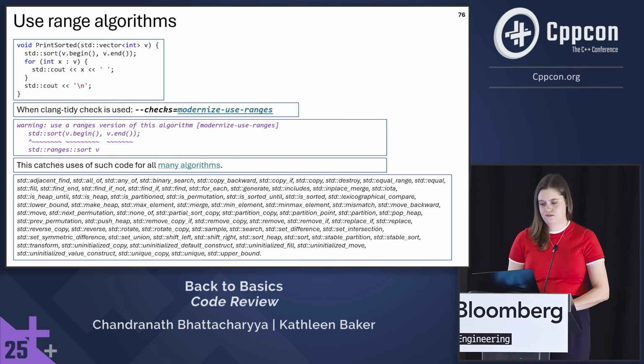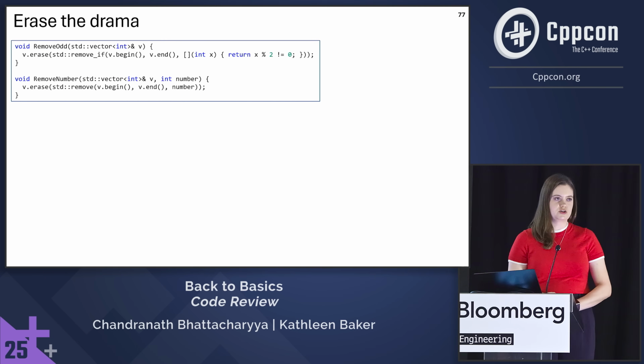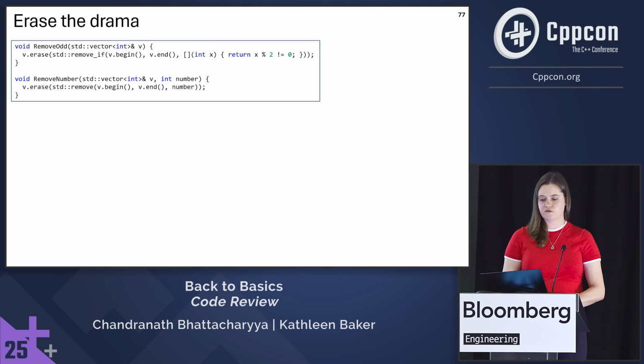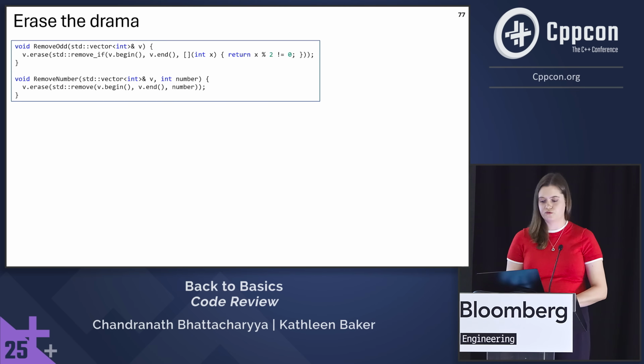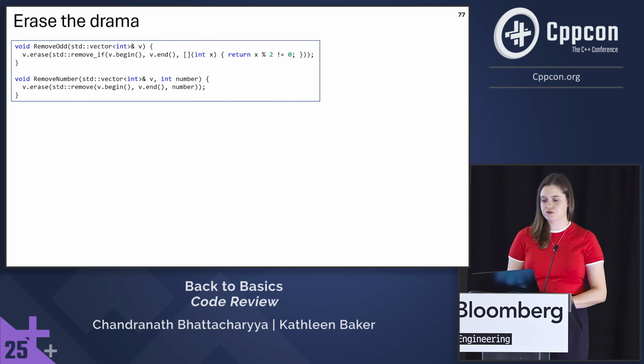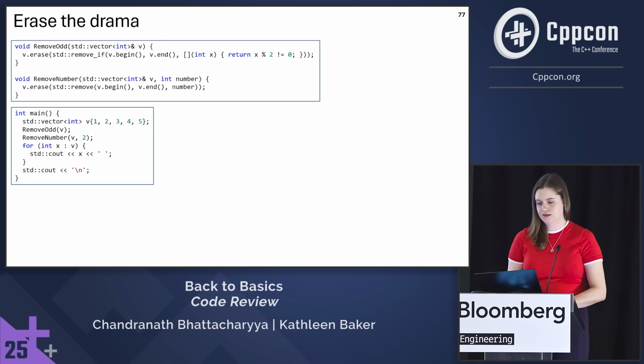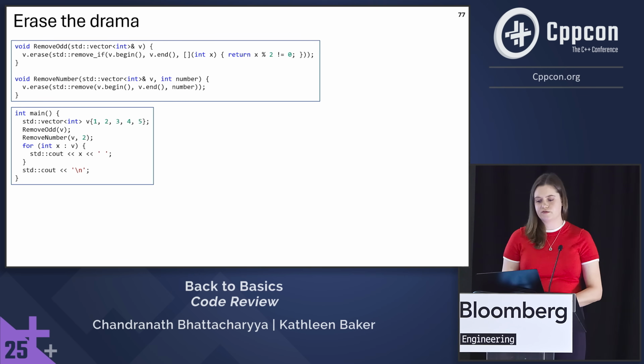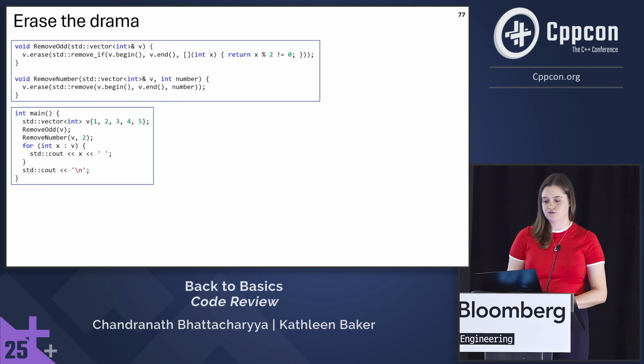Erase the drama. We have two functions, remove odd and remove number. We're using erase and std remove_if and remove. The intention is remove odd removes the odd numbers, and remove number removes a specific int. Here we're using the code. We have a vector of 5 ints. We're calling remove odd and remove number 2. So we would expect only the value 4 to be remaining. But actually the output is 4 4 5. So we have a bug here.